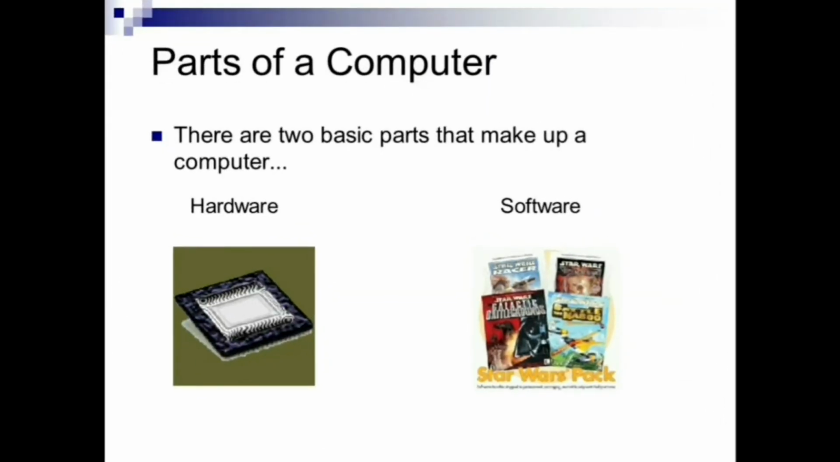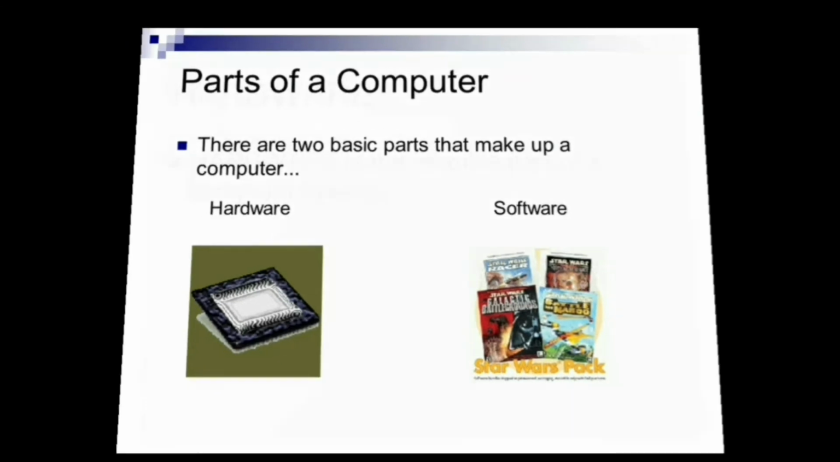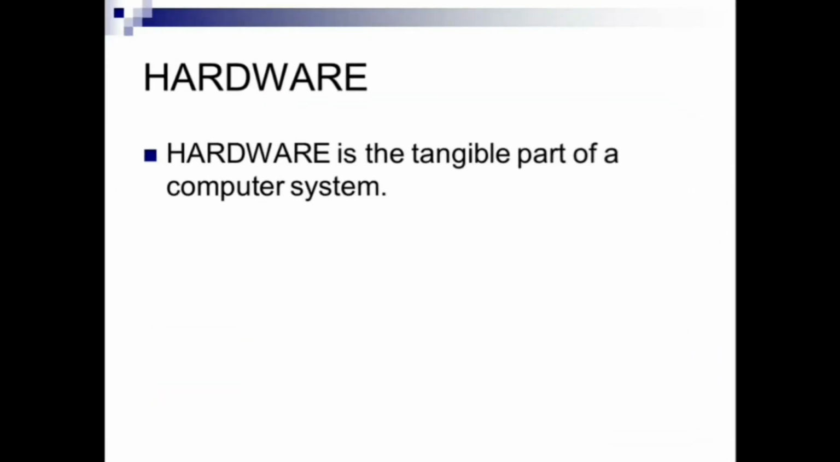Now, what are the parts of computer? There are two basic parts that make up a computer system. First is hardware and second is software. Hardware is a tangible part of a computer system, which we can touch and feel.